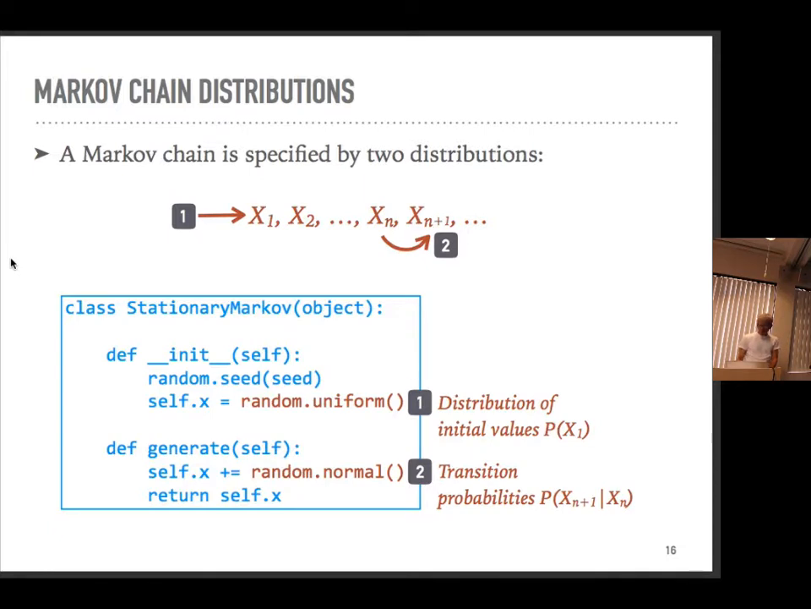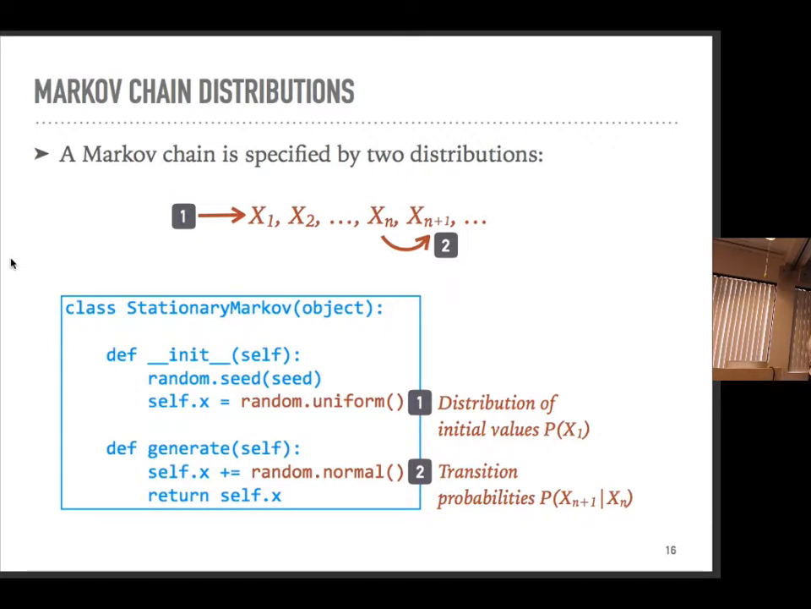Okay, so in practice, when you have a Markov chain, it's going to be specified by 2 probability distributions. First of all, you have to specify how you're going to get your initial value. That's one probability distribution. And then you need the probability distribution that will take you from one value to the next. So here, for example, is a really simple one, I've written it as a Python class. So this generates a stationary Markov chain. So stationary meaning that it doesn't know where in the sequence it is.